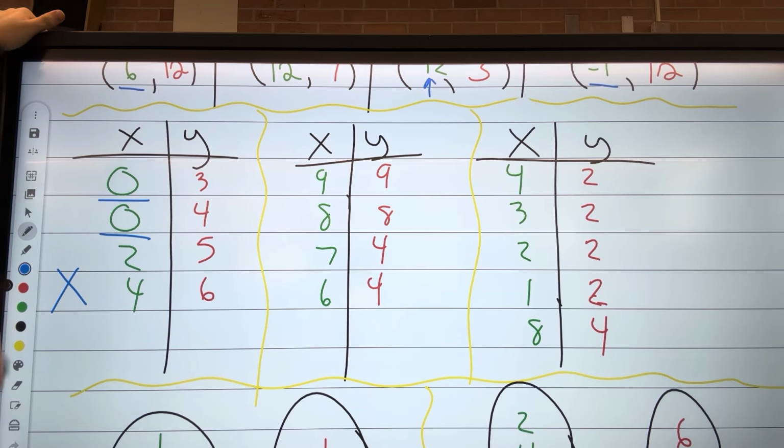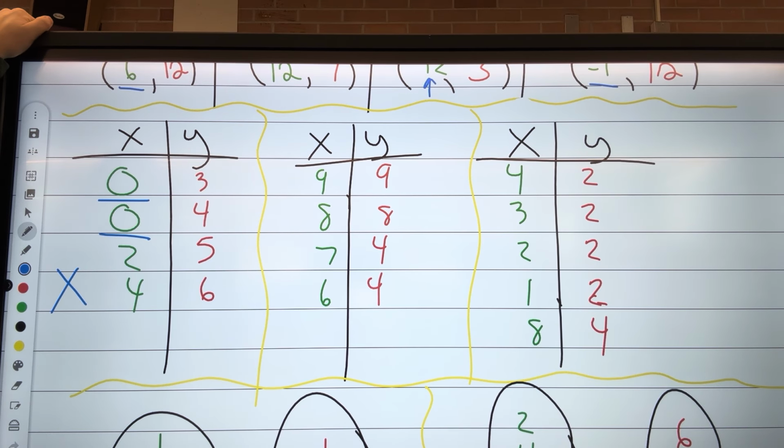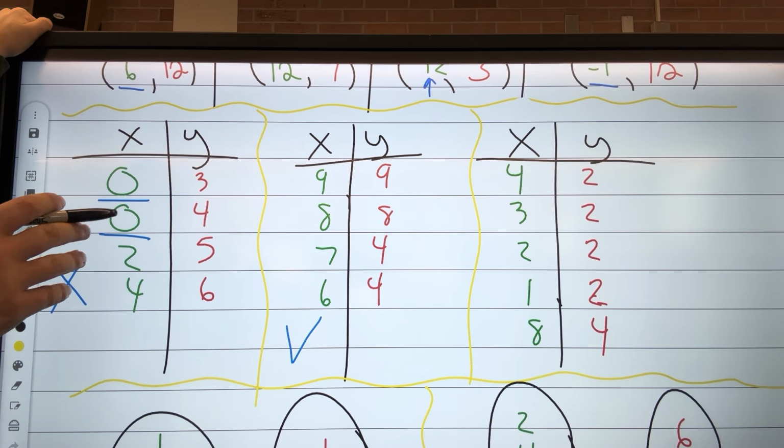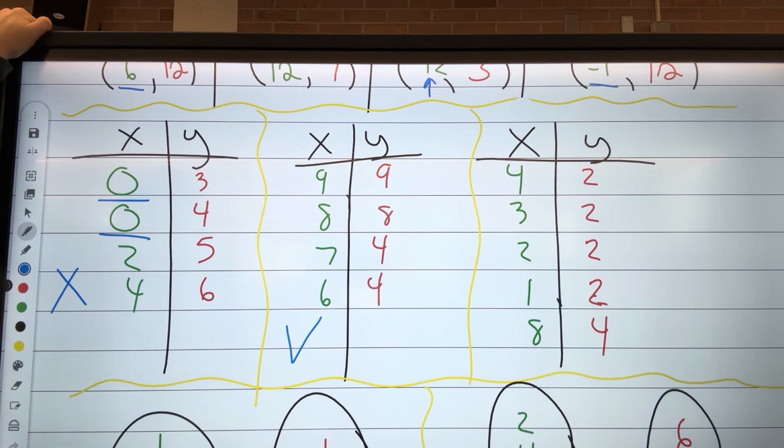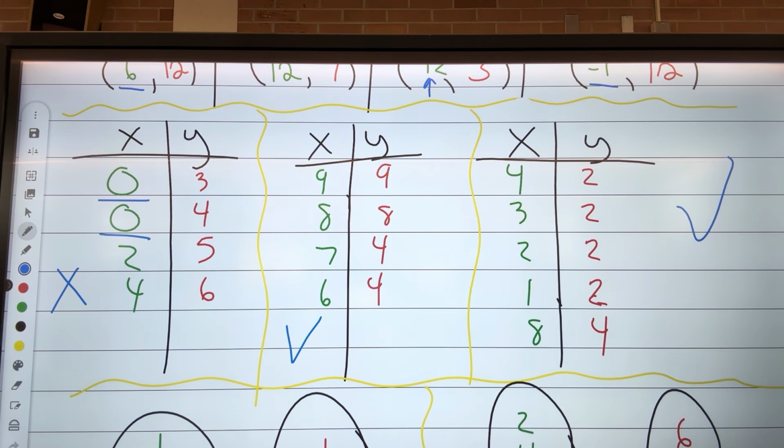Now, what about number 2 in the middle? Are all my inputs different? Yep, all my inputs are different. Check, it is a function. And then that last one, to know whether something's a function or not, we only care about the inputs. We want to make sure that each button you press on that vending machine will take you to a different snack. Boom, check. Nice and easy.